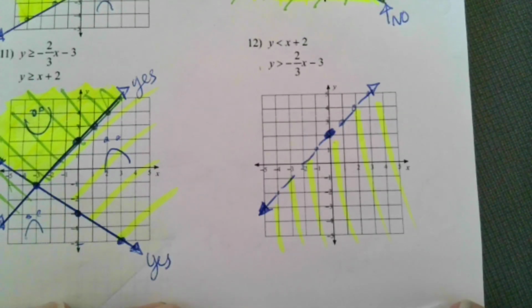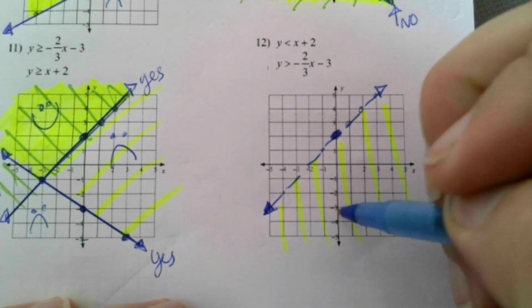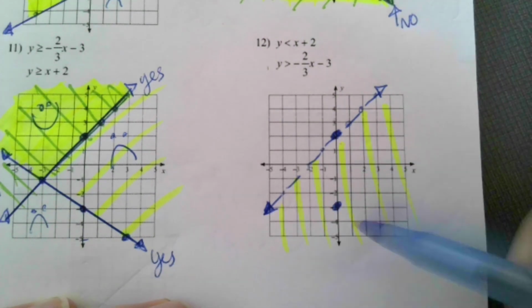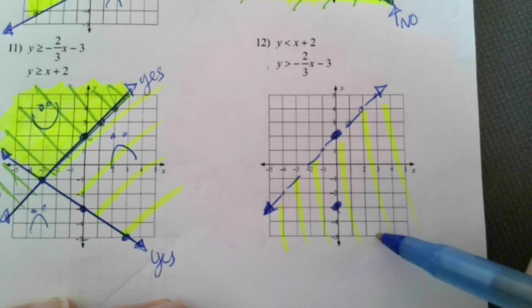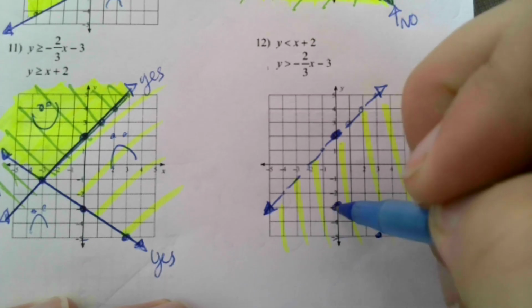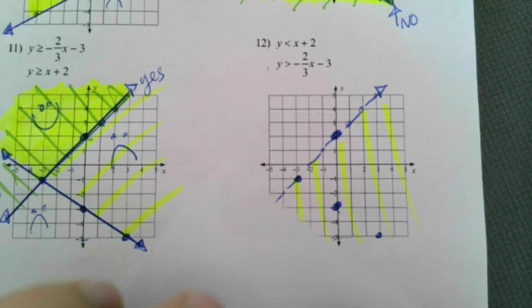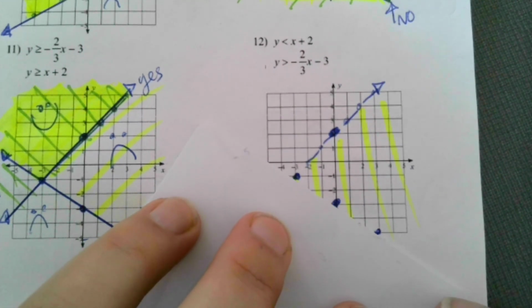All right. Next line. Last line. What's my intercept? Negative. Boom. You guys are bosses at this. Slope. -2/3. Ooh, good. So down 2, right 3. Or I can go up 2, left 3. Doesn't matter. Solid or dashed? Yes. Dashed it is.